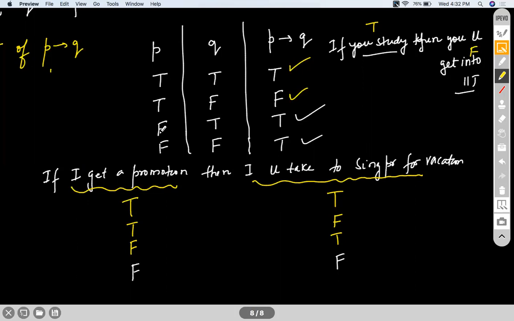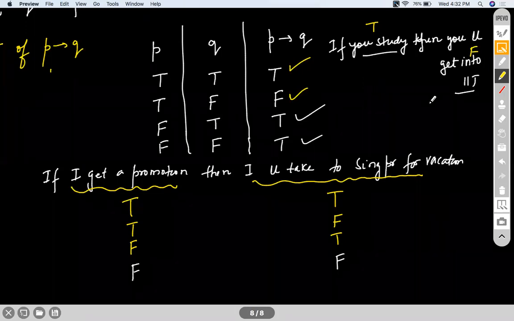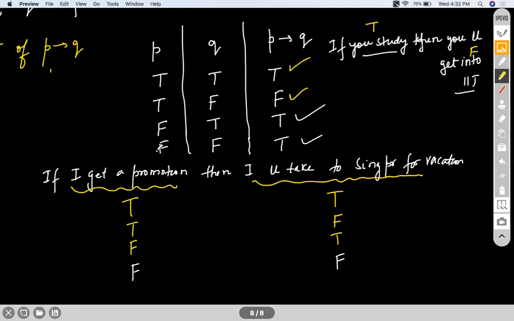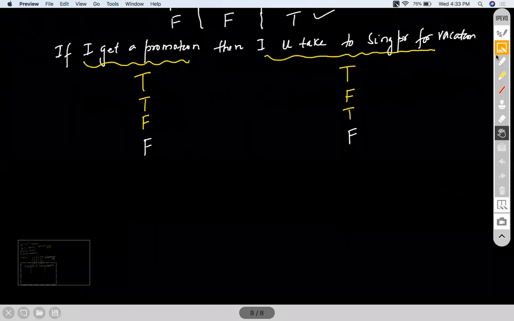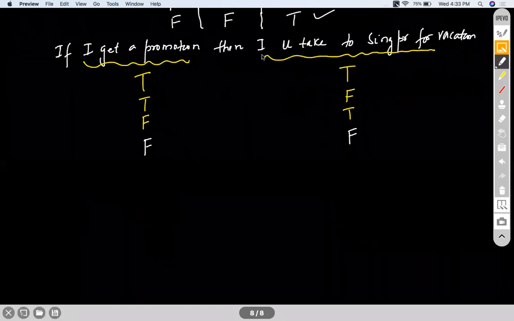But yes, if you don't study, and let's say you cleared IIT, you'll still be happy, right? Because the antecedent here is false. That doesn't mean your consequent cannot happen. Just like if school is false, it need not be a Sunday. And if the antecedent is failing and the consequent is failing, then it is basically doing whatever is required from the statement. So if you don't study, you'll not get in. Simple as that.